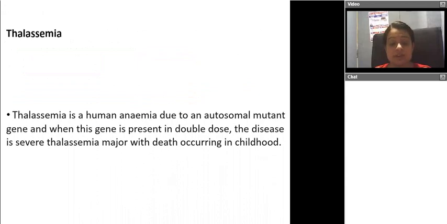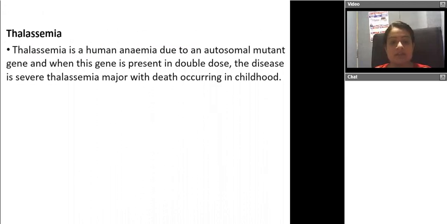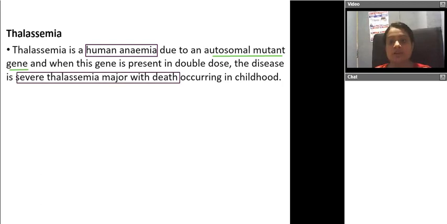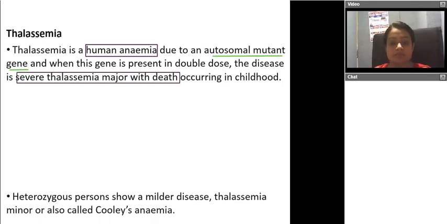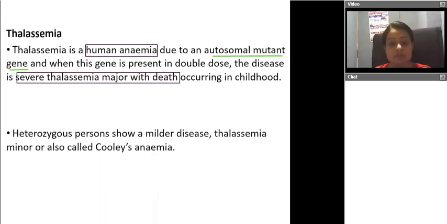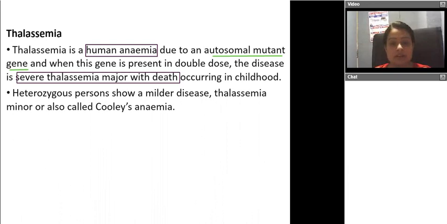Next is thalassemia. Thalassemia is a human anemia, which develops due to an autosomal mutant gene. When this gene is present in a double dose, the disease is severe, thalassemia major, resulting in death of the individual in childhood. Heterozygous people have a milder disease known as thalassemia minor. It is also known as Cooley's anemia.